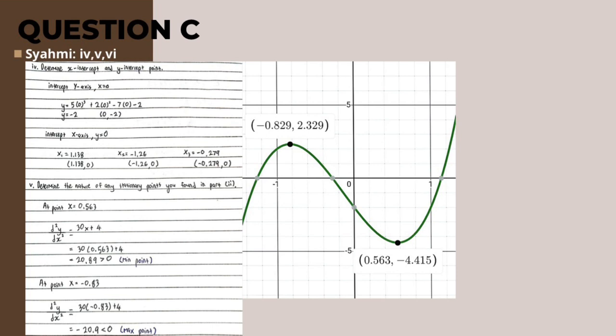After that, we put 0.56 from the stationary point x1 into the equation, and we get 20.9, which is bigger than 0. Then that's the minimum point. For the second one, we use the same step, and the answer we get is minus 20.9, which is smaller than 0, and that's the maximum point.